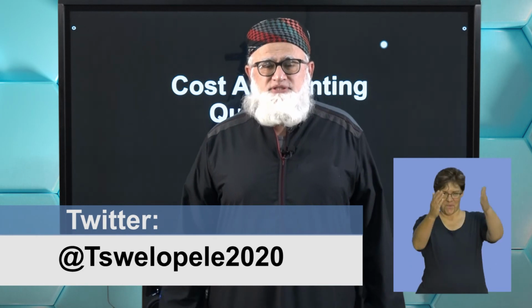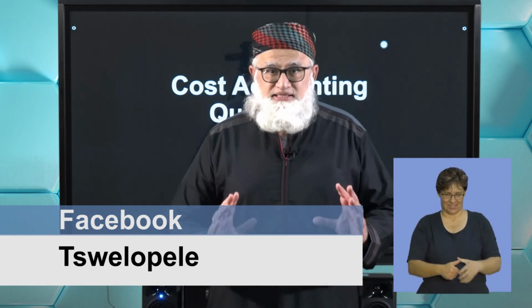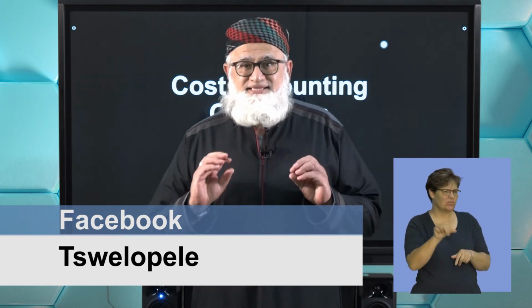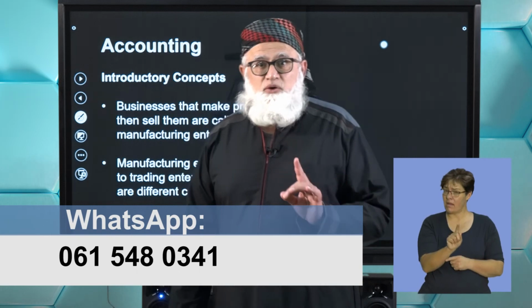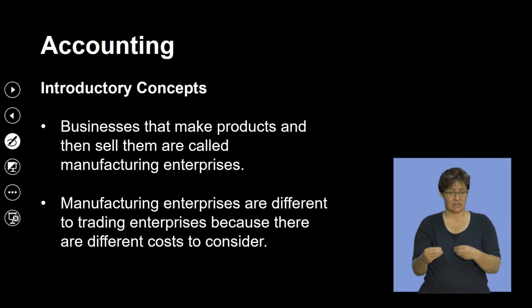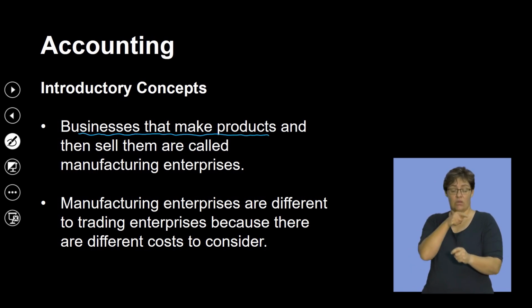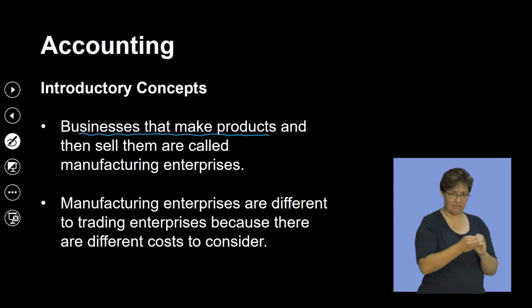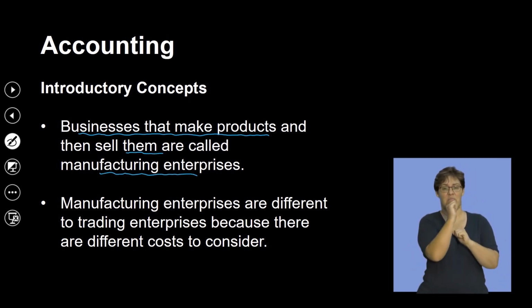Welcome, accounting boffins. Remember, we are busy with cost accounting, and let us do a bit of revision to see exactly what we've done so far. Okay, let's go into our slides. Remember what we said? Cost accounting deals with businesses that do what? You have a business that makes products and then sells. So this business produces the products and then sells them, and that's what we refer to as a manufacturing enterprise.